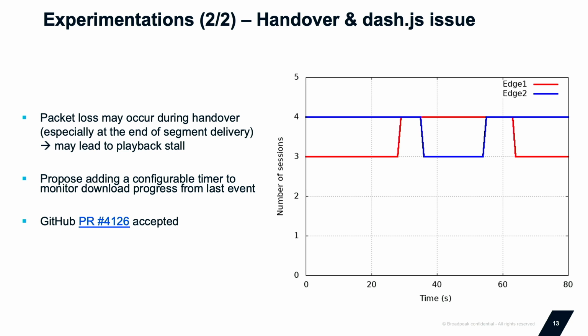We looked at the code and found that the .js player doesn't monitor well the download progress of the media segment. That's why we propose adding a timer to monitor this download progress from the last data arrival event of the media segment. And if this timer expires, the player should abandon the ongoing segment and ask again for the same segment, maybe with a lowered resolution. We created a pull request in GitHub, and it was accepted.